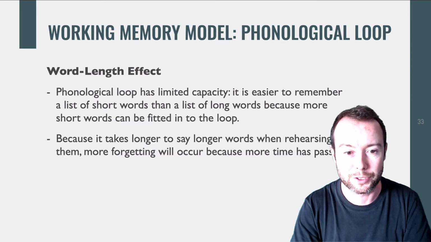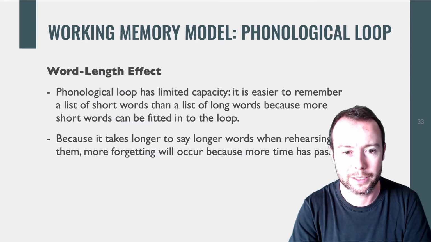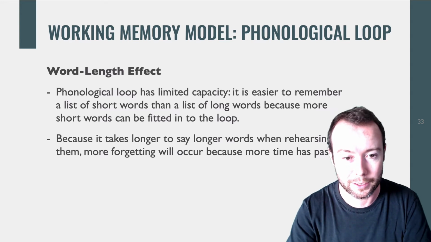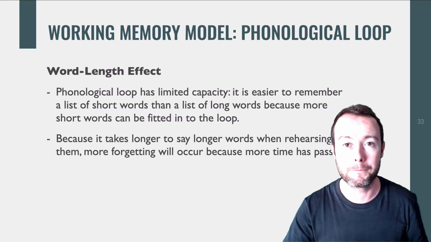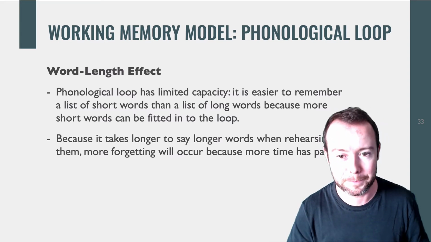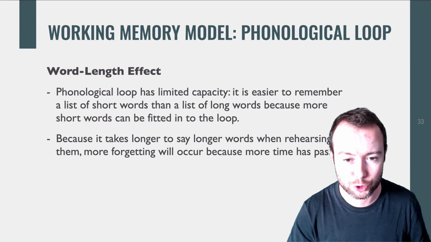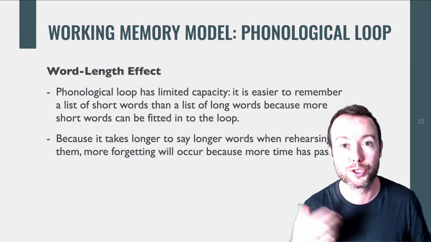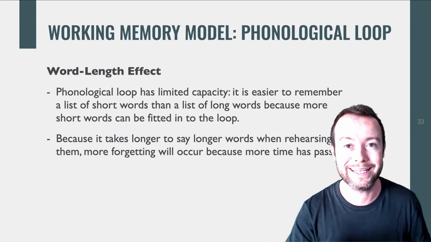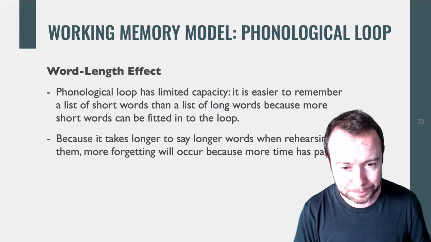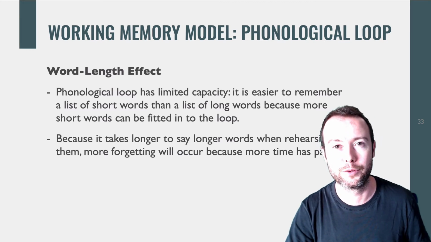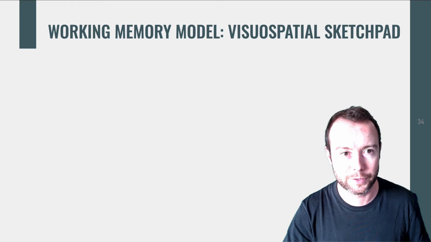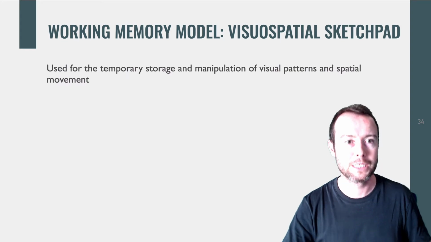So another source of evidence that we encode things phonologically comes from evidence we've already seen with the word length effect. So if there's the idea that this phonological loop has a limited capacity, it would be easier to remember a list of short words than a list of long words, because more short words can fit into this loop. And again, because it takes longer to say longer words, when we're rehearsing them, more forgetting is going to occur the more time has passed. So there's very robust effects for that.